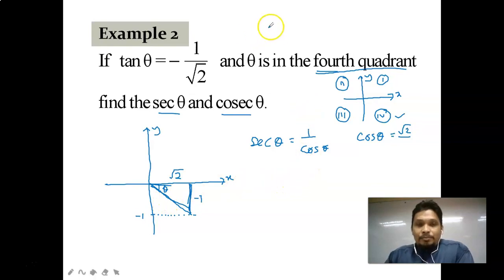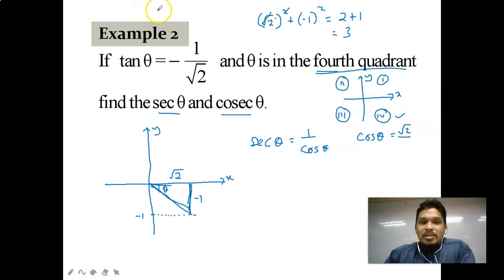And again from here, this is the hypotenuse. So x squared, which is square root of 2 squared, plus this one, negative 1 squared, equals 2 plus 1, which is 3. Please recall the Pythagoras theorem, x squared plus y squared equals z squared. And 3 is considered as z squared, so z equals square root of 3. So it means that the hypotenuse of this triangle is square root of 3.